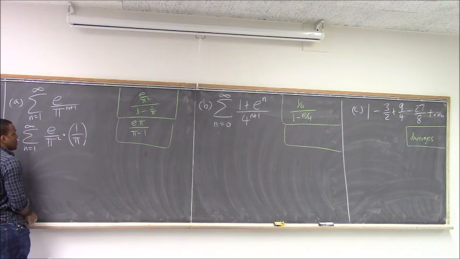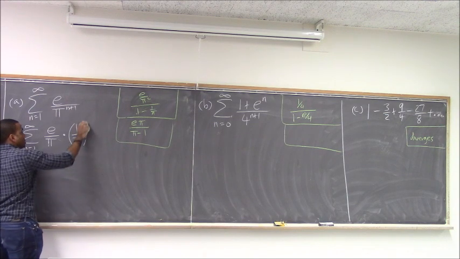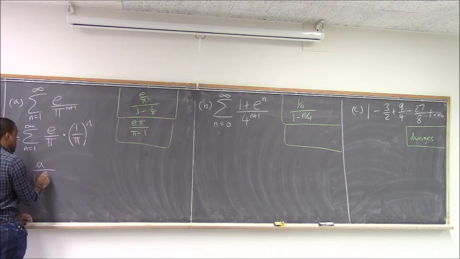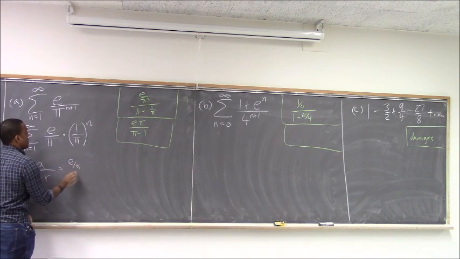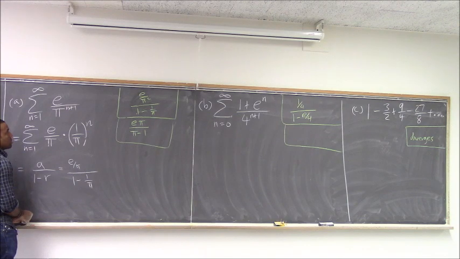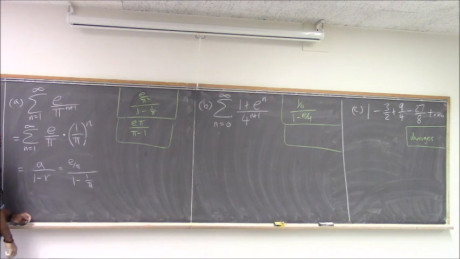Change the e over pi squared to e over pi to the first. Yeah. And then that's 1 over pi to the n. Yeah. Okay, so your a is e over pi, and so a over 1 minus r in this case would be e over pi divided by 1 minus 1 over pi, right? Yeah. So where did that square come from? Yeah, I messed up on the. Also not correct.